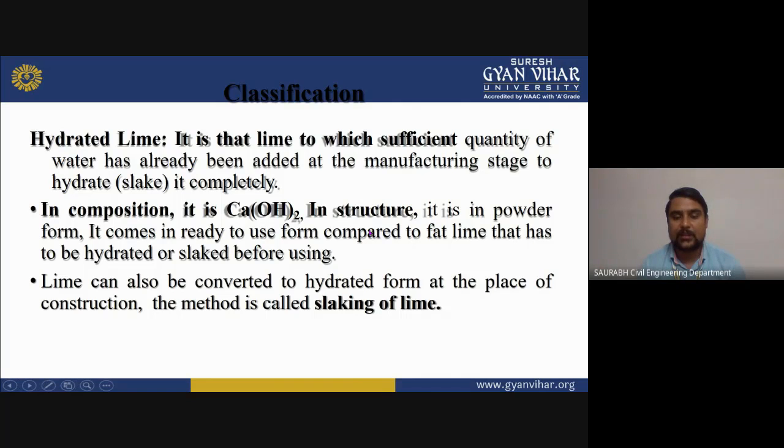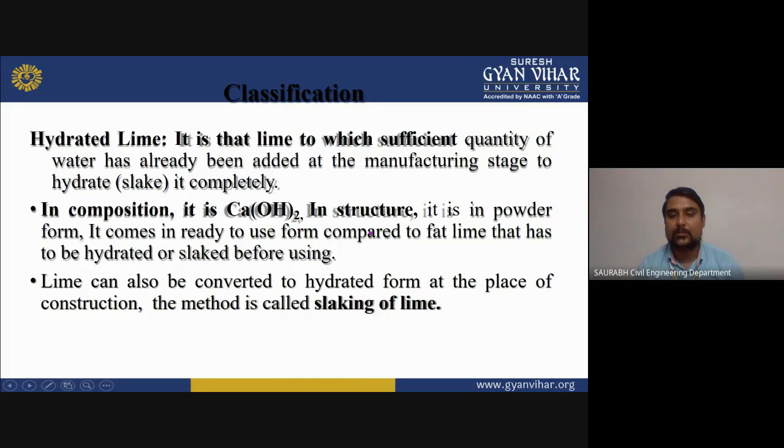And now we will see the hydraulic lime. It is that lime to which sufficient quantity of water has already been added at the manufacturing stage to hydrate it completely. Means in hydraulic lime there is already presence of water in the composition. In composition it is Ca(OH)2 in the structure. It is in powder form.